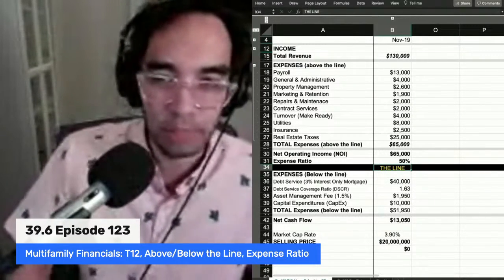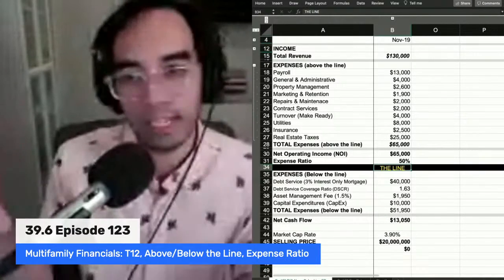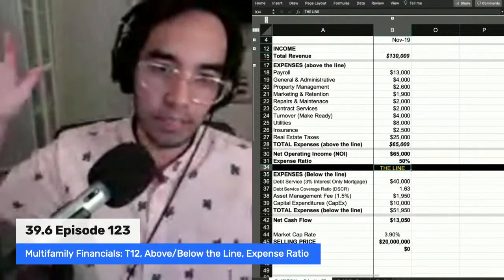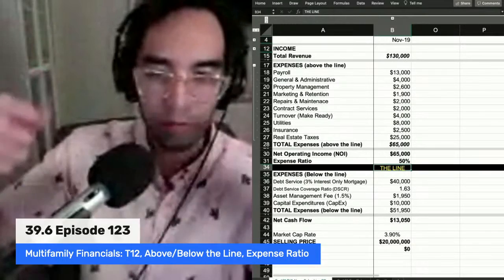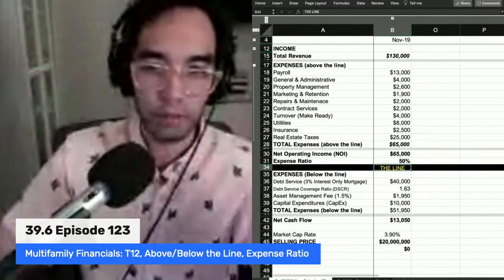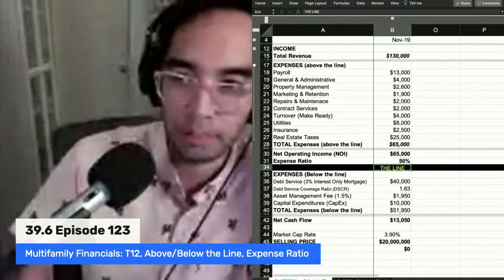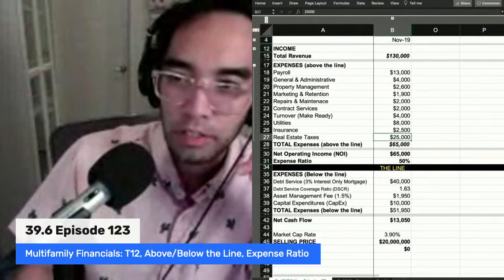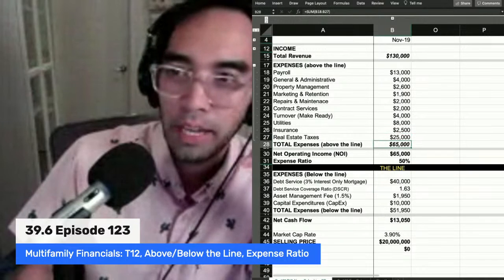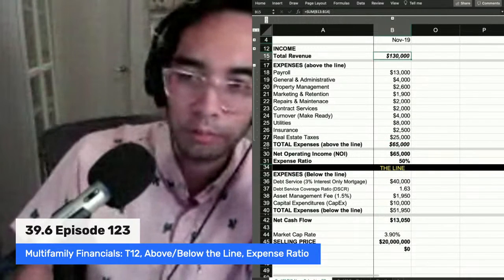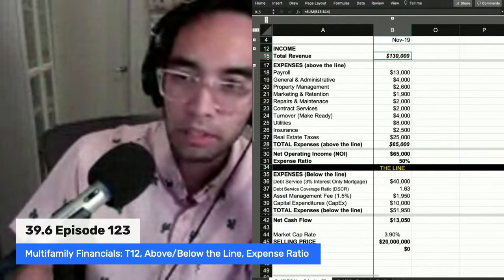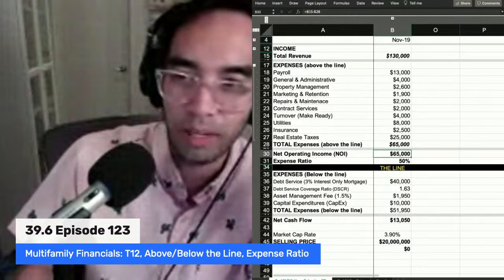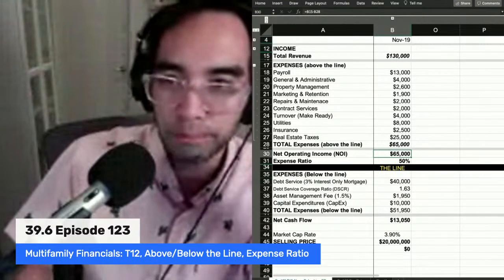These are expenses of the asset itself, not of the investment, but of the asset. So if somebody else were to buy this, they would potentially have the same expenses. These are the operating expenses of the asset. We have $65,000 of expenses and $130,000 of total revenue. So you subtract the total expenses, and you end up with $65,000 of net operating income.